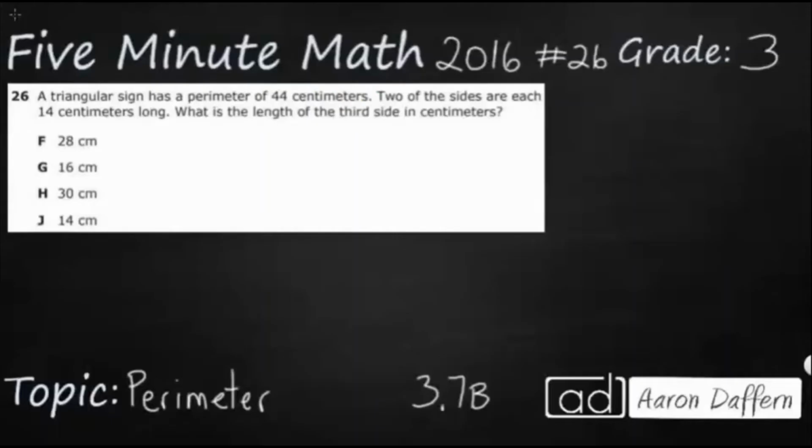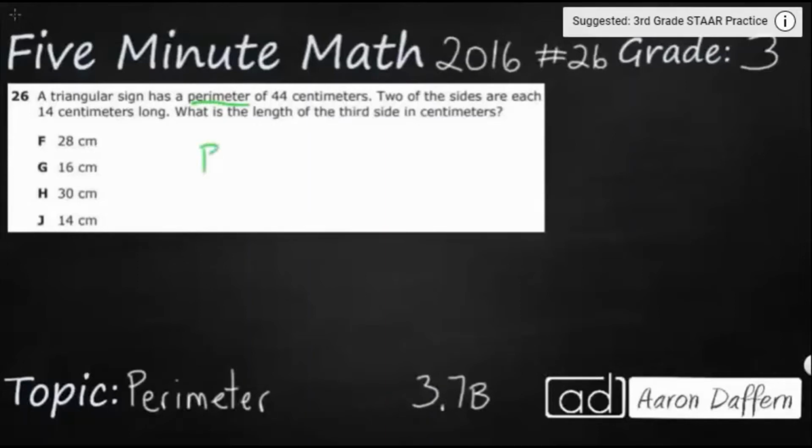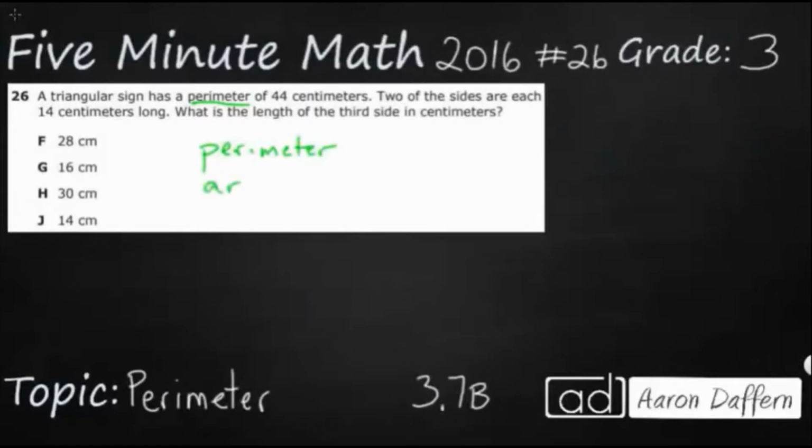A triangular sign that has a perimeter. So let's define that first. Perimeter and area are two measurements that we use when we're looking at flat shapes. Perimeter is on the outside, area is on the inside. The area of a triangle is something you'll learn in 5th grade, but you know how to find the area of a rectangle in 3rd grade. So we're looking for the outside here.